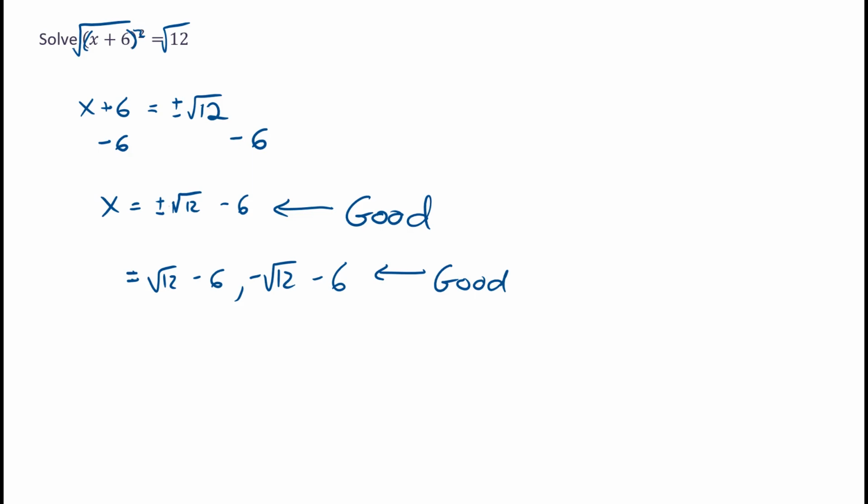But if you like your decimals, you can find the decimal answer of this by plugging in your calculator, square root of 12 minus 6, and that will give you negative 2.54 and negative 9.46, of course rounded to two decimal places there.